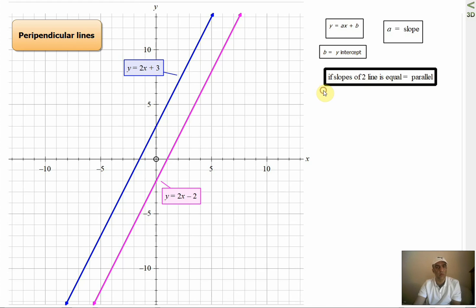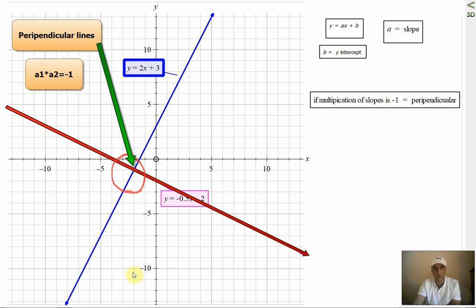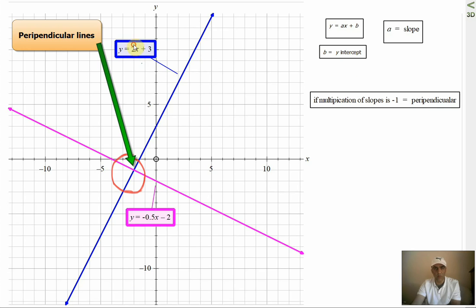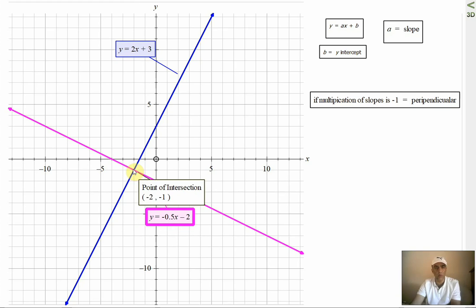But if the multiplication of the two slopes is minus 1, the two lines are perpendicular. For example, I have y equals 2x plus 3 and y equals minus half x minus 2. As you see, 2 multiplied by minus half is minus 1. And we can see these two are perpendicular, and very easily we can find the point of intersection. It's very easy if we put the two functions equal to each other.